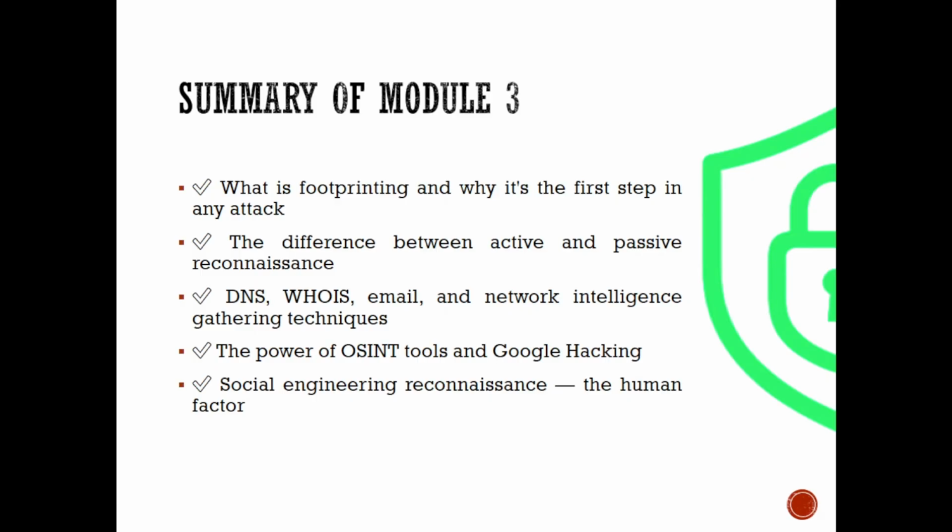Let's quickly recap what you learned in this module. What is footprinting and why it's the first step in any attack. The difference between active and passive reconnaissance. DNS, WHOIS, email, and network intelligence gathering techniques. The power of OSINT tools and Google hacking. Social engineering reconnaissance, the human factor.